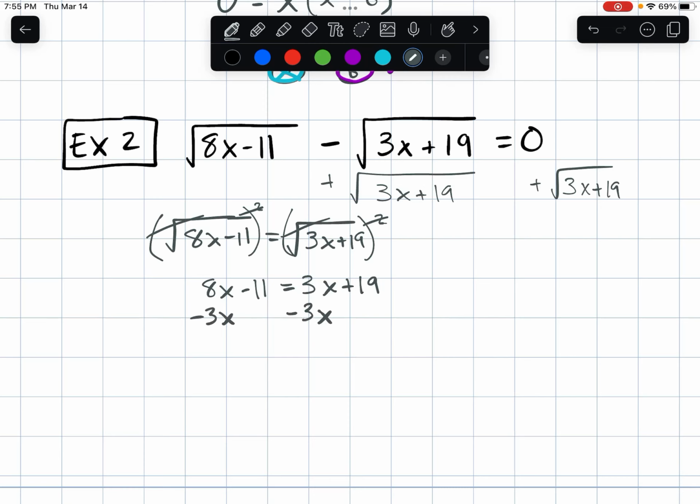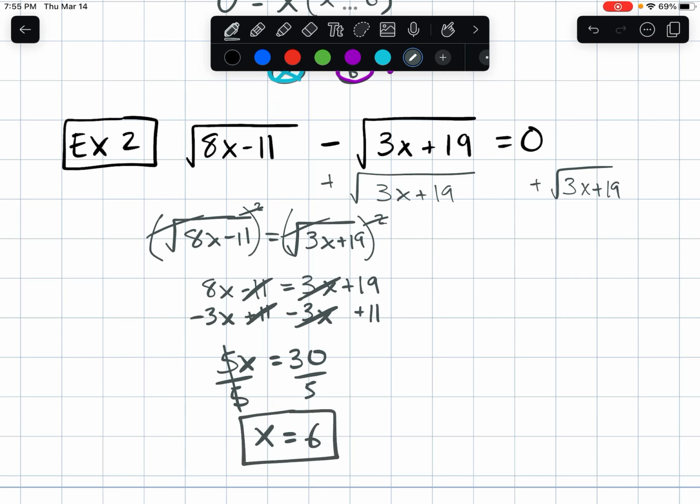So I'm going to subtract 3x on both sides. And then let's move the negative 11 over to the right. So I'm going to add 11 on both sides. 3x's cancel, 11's cancel. So 5x equals 30. And we'll divide both sides by 5 to find out that x is 6.